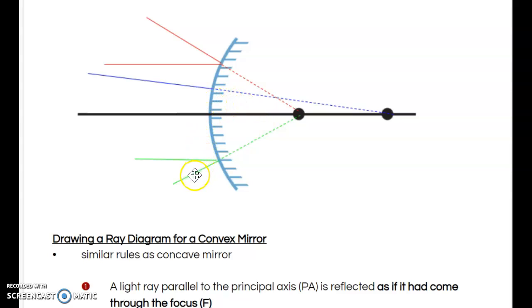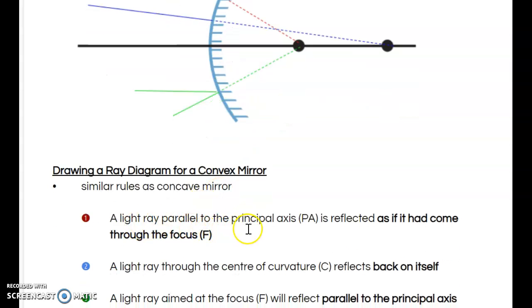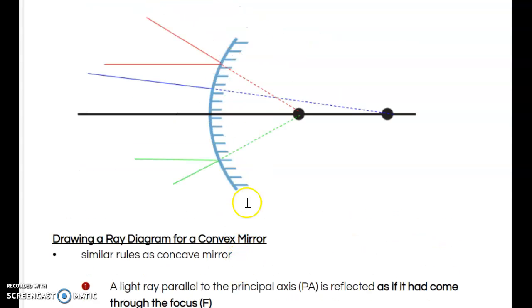Anyways, we still have similar rules when you're drawing in a diverging mirror. The first one is a light ray parallel to the principal axis is reflected as if it had come through the focus. Remember, our focus and our center of curvature are located on the opaque side of our mirror. This is our reflected side. This is our opaque side right here with the hatch marks. Because it's in the middle of the sphere, center of curvature, and then half of the center of curvature is our focus.